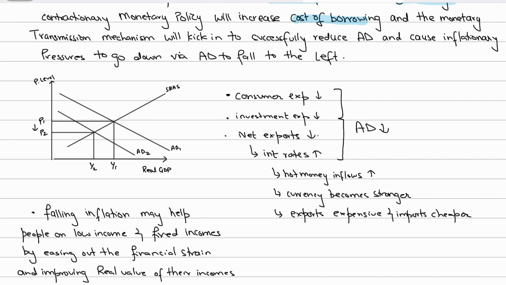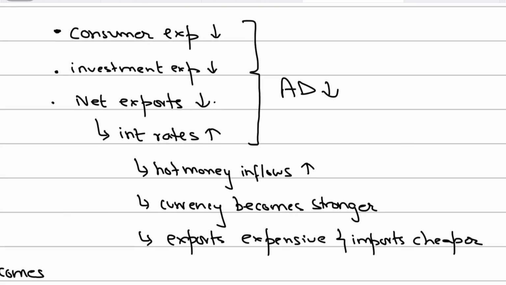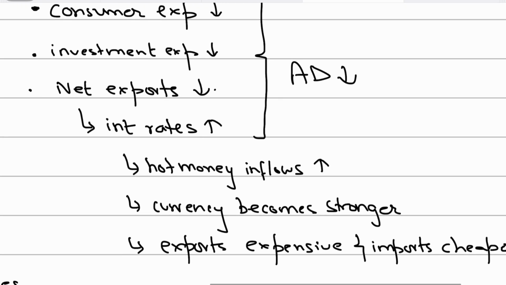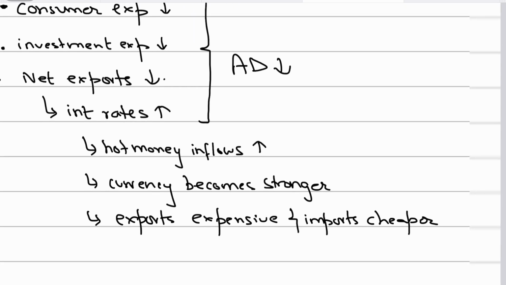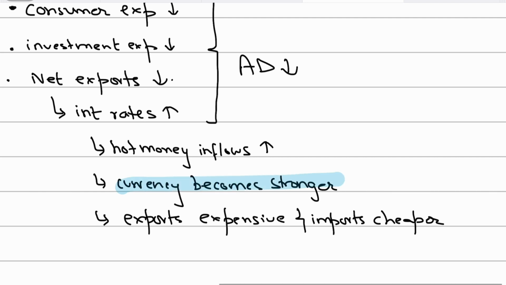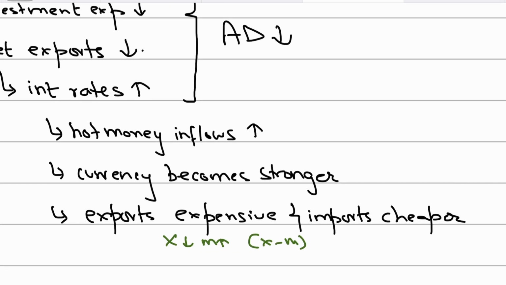C is going down, I is going down. At the same time, your net export spending will go down as well, because a rise in interest rates will result in hot money inflows going up, and hot money inflows will increase the demand for the currency. The currency would become stronger. The euro will become stronger. Euro is the currency for the eurozone, right? So the euro will become stronger, and a stronger currency means that exports will become expensive and imports will become cheaper. So X will go down while M will go up, and as a result, your net export spending would overall go down, and when this goes down, your AD will go down.